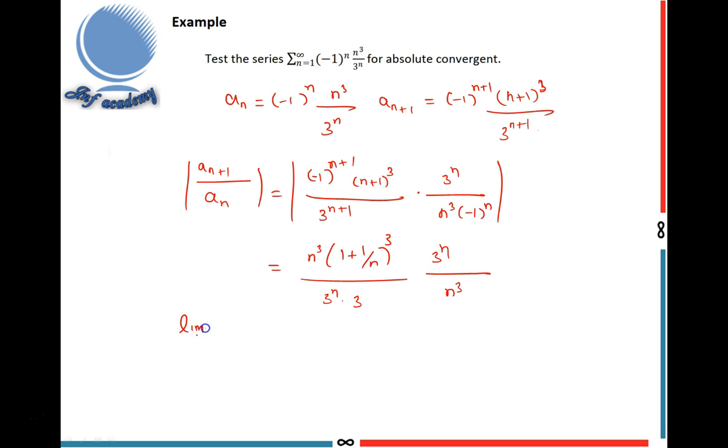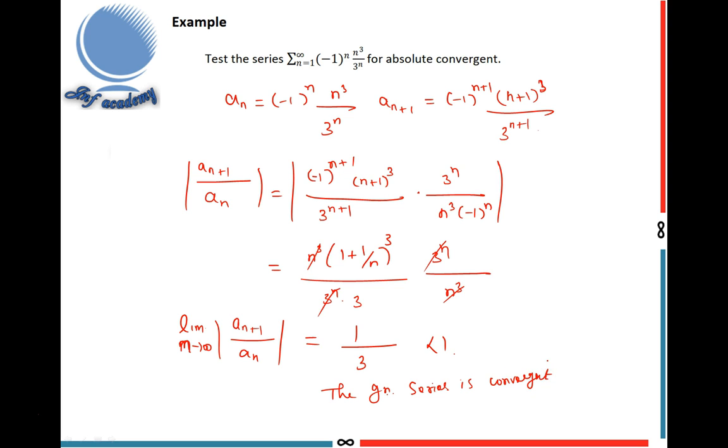The next step is the limit as n tends to infinity of modulus an plus 1 by an, which equals the limit of 1 plus 1 by n whole cube, where 1 by n is 0. So 1 plus 0, 1 cube is 1. The numerator is 1, the 3 power n and n cube cancel, and the denominator is 3. So finally I got the limit of modulus an plus 1 by an as n tends to infinity is 1 by 3. This is less than 1. So by the ratio test, the series is absolutely convergent. Absolutely convergent means it is also convergent. So by the ratio test, the given series is convergent.